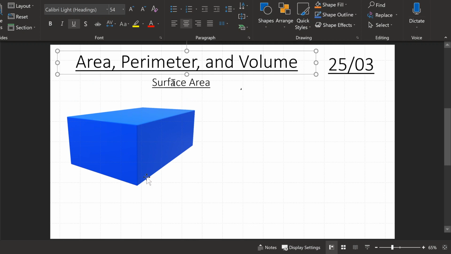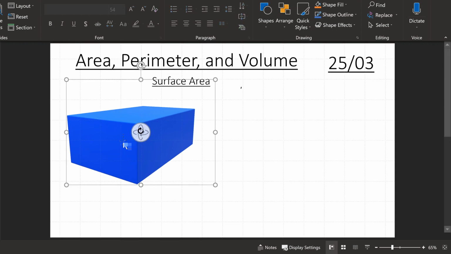What do we mean by surface area? Well, the surface area is the area of the surface of the object. So we figured out how much space this object takes up. Now what we're going to figure out is how much area is there all over this cuboid.